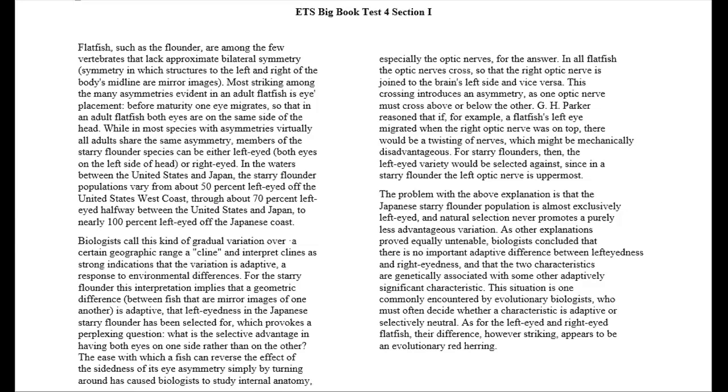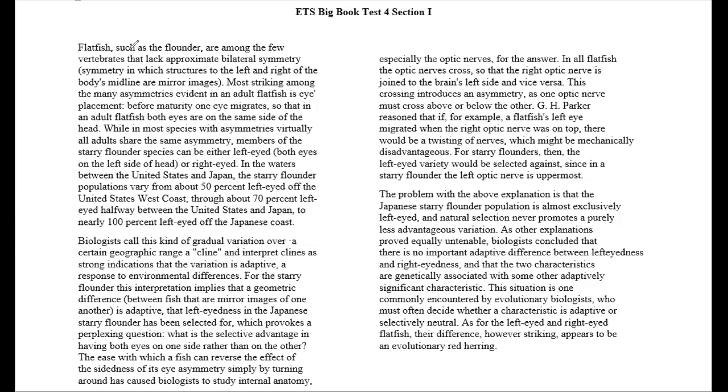Hello friends, we are attempting the Big Book Test 4 Section 1 Flatfish passage in this video. If you have not read the passage earlier, it would be a good time to pause the video and just read the passage once. We are going to read the passage together as well.